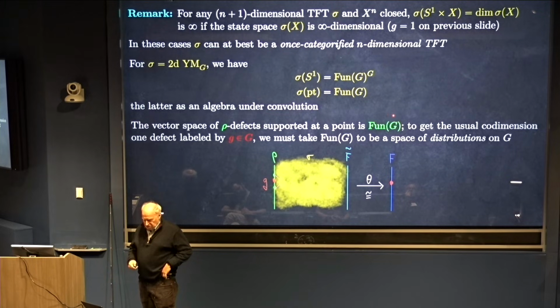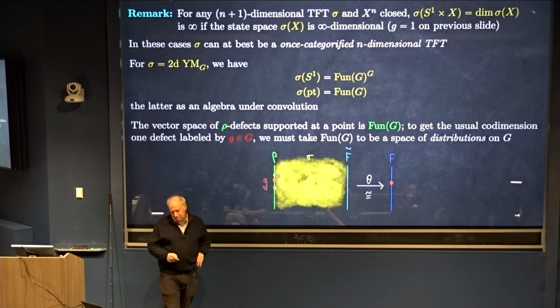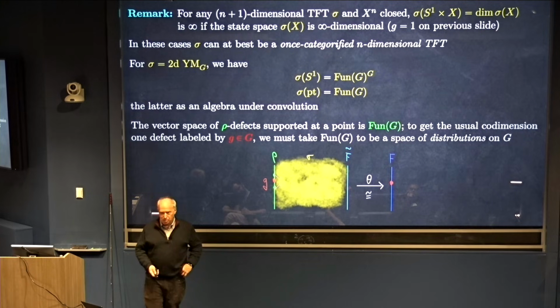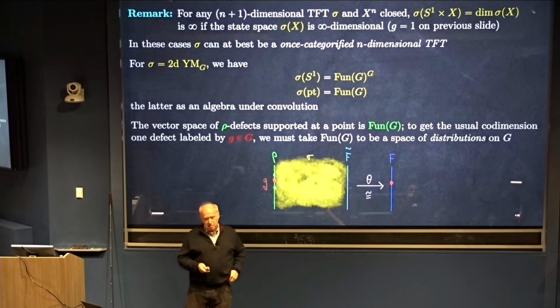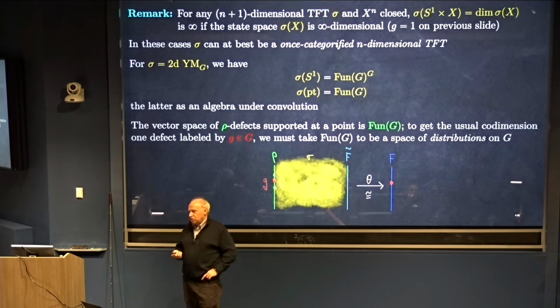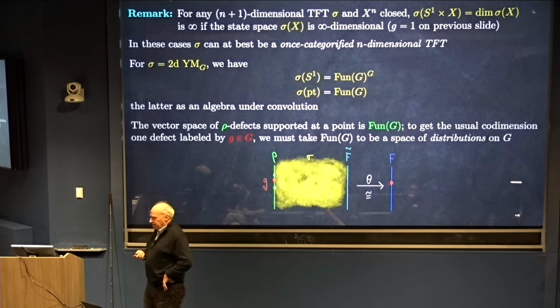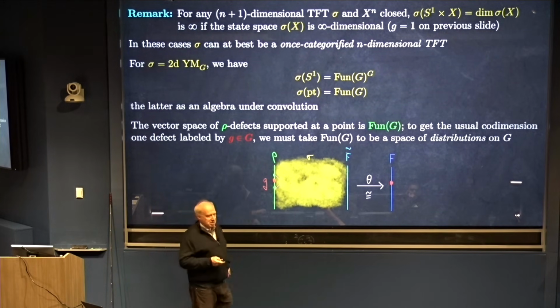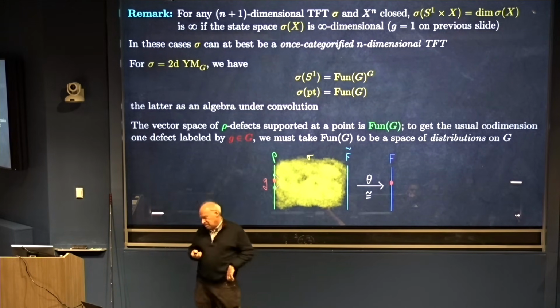But what kind of function space should we take? Well, if we think about these point defects, we want to have a point defect that's labeled by a group element. But if we compute what the set of defects supported on that point is, it's going to be the vector space of functions that we chose. So it seems we should take some kind of space of distributions if we're going to get those standard defects labeled by a group element g.